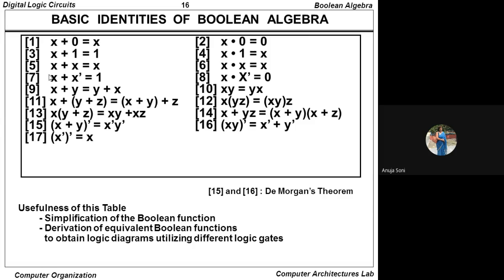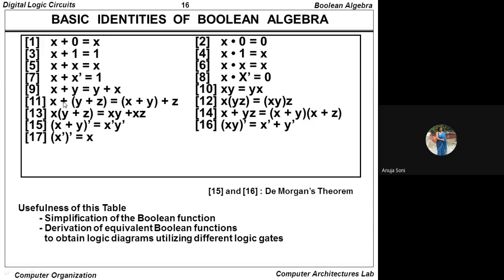Next identity is the commutative law. It says that x plus y will be equal to y plus x. So the order of the elements does not have any impact on its value. It will retain its value as such on the right hand side as well. So we can change the order. If x plus y is done or y plus x is done, ultimately it will give you the same value. And the commutative law can be applied on 3 variables as well.